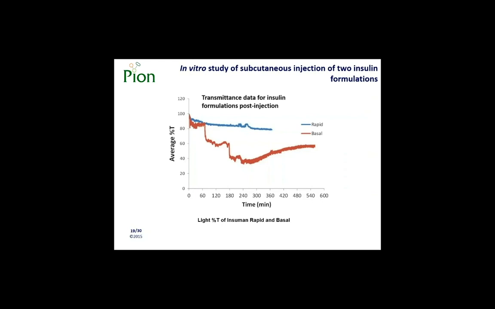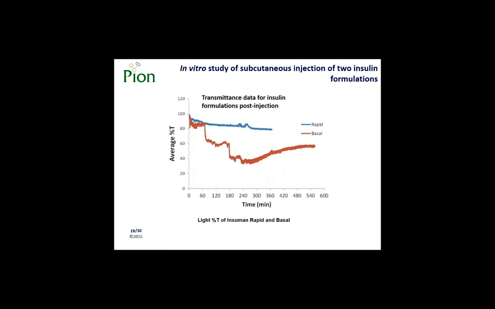This graph shows the light transmittance data for the two formulations plotted against time following sample injection. Insulin rapid is the blue plot, and insulin basal is the red plot. The transmittance during the insulin rapid experiments remains constant at around 100%, indicating that all the material remained in solution for the duration of the experiment.